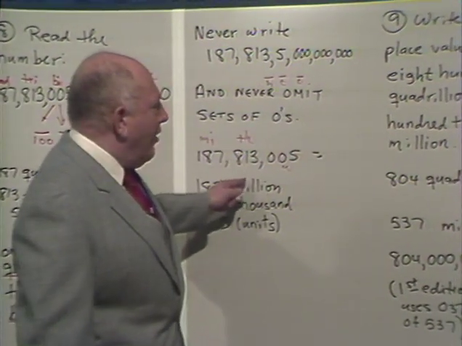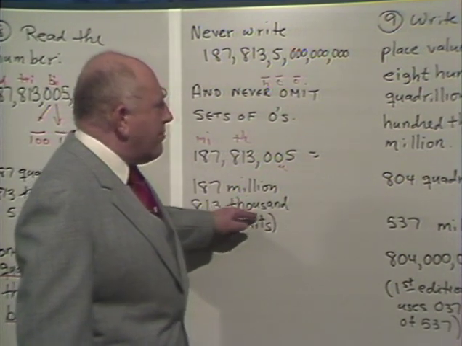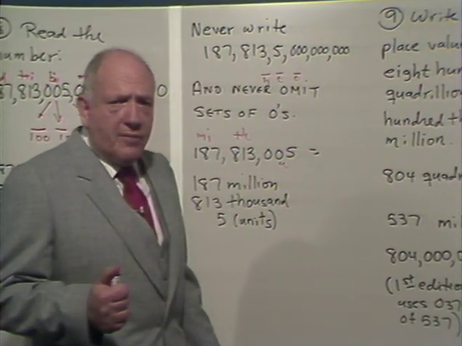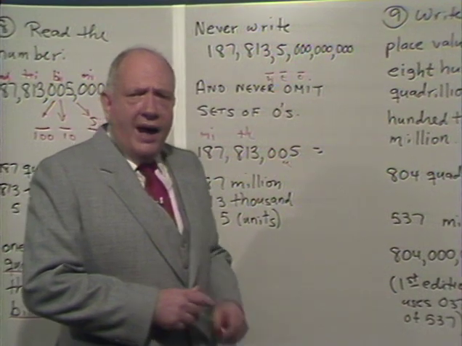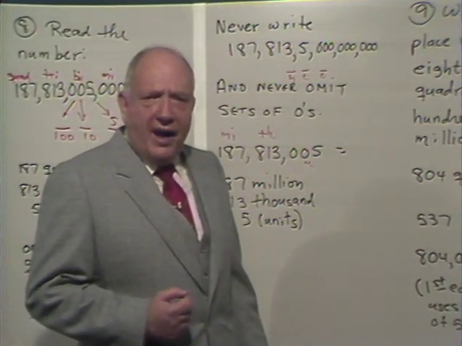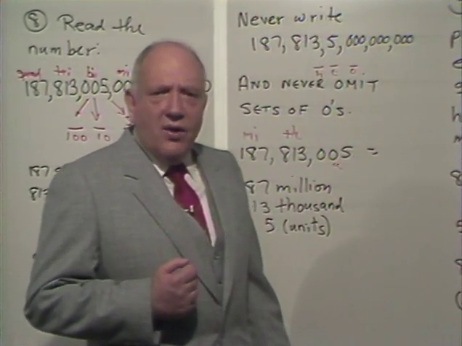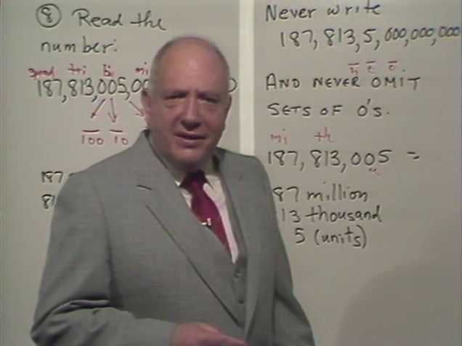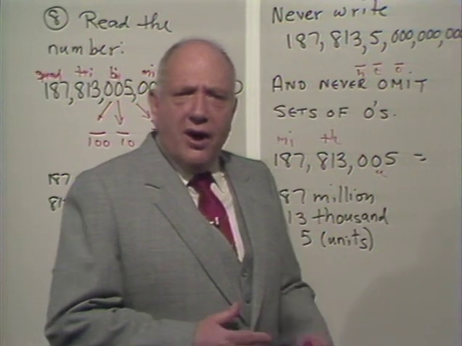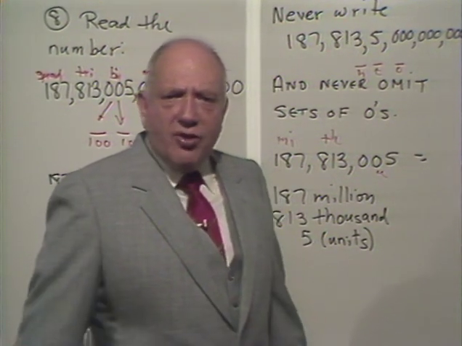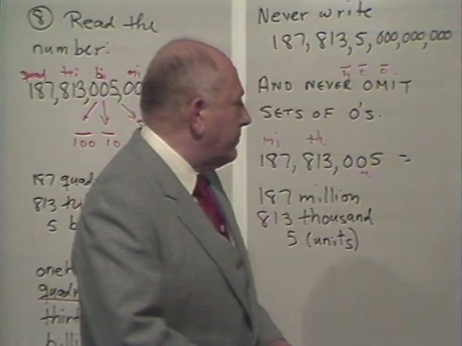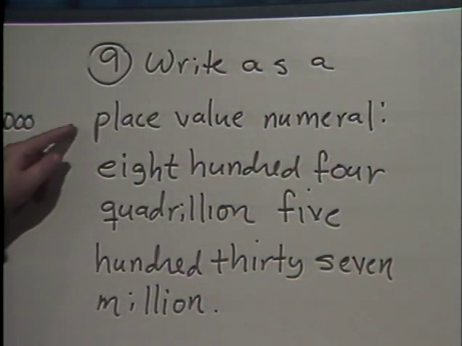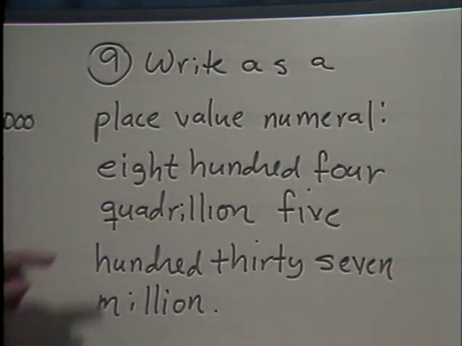Anyway, let's now go back and revisit this problem by doing it from the opposite point of view. Problem number 9 does the inverse of problem number 8. In problem number 8, we started with all of the digits and asked you to read the number. In problem 9, we start with the verbal form and ask you to write it as a place value numeral. It says write as a place value numeral 804 quadrillion 537 million. And this is an overwhelming number.